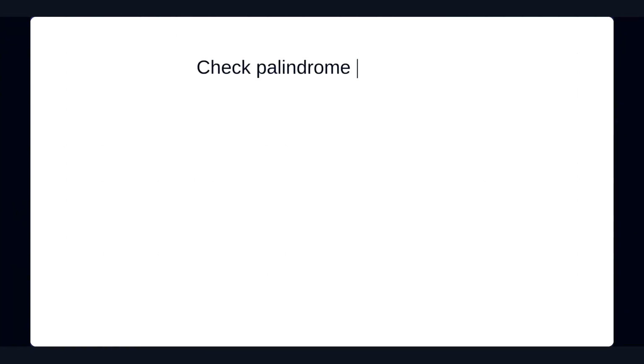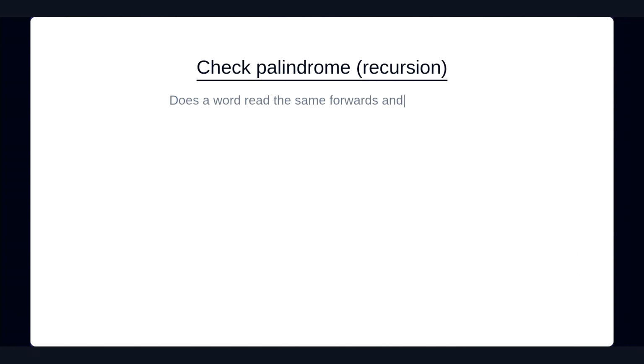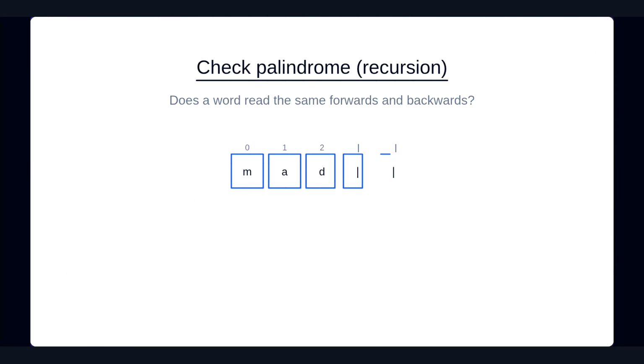A palindrome is a word that reads the same forwards and backwards, like madam or race car. We want to check this with recursion, using 2 pointers, one at the front and one at the back. The plan is to compare the outer pair of letters, and if they match, move inward and check the rest.